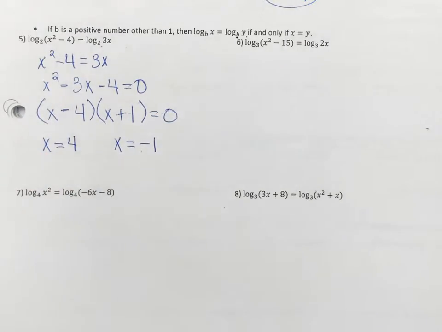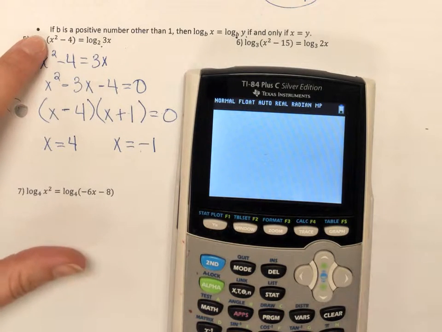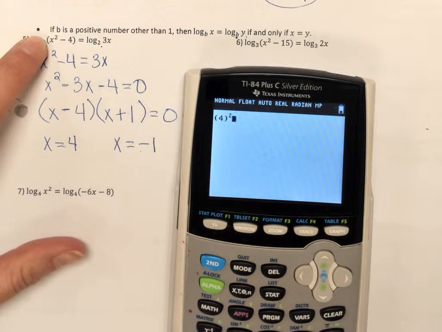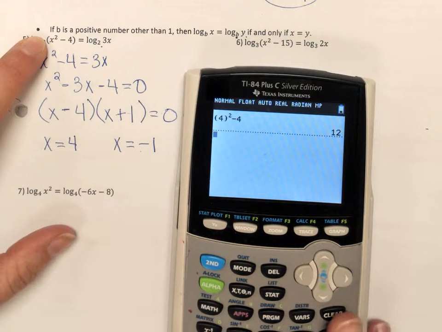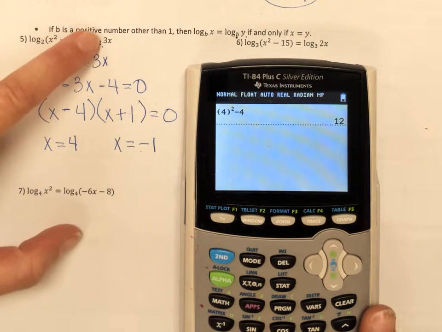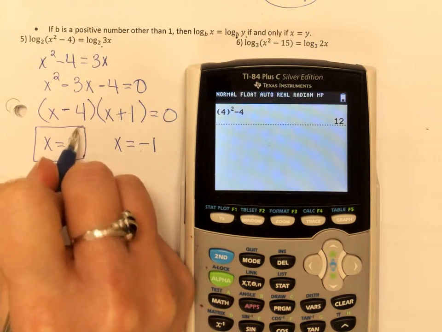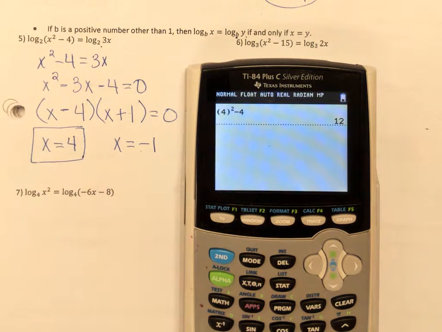You ready? Use your calculator. Here we go. So let's plug it in here. 4 squared minus 4 is how much? Is that negative? So I'm good, right? But it's got to equal the other side. What's 3 times 4? 12. So I know that's an answer. Why is it an answer? Because both sides equaled each other. They both equal 12. And my answer was positive.